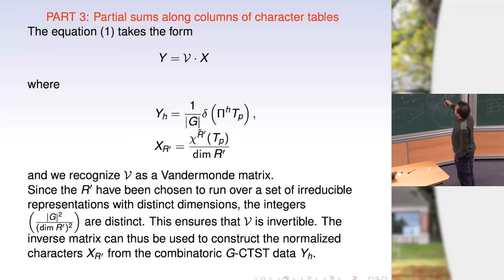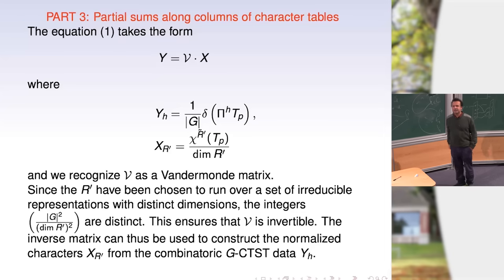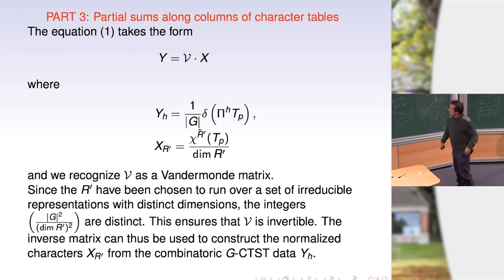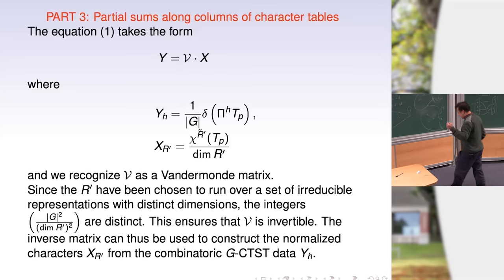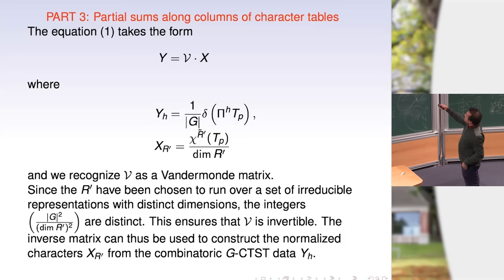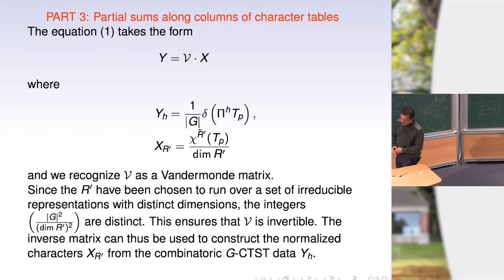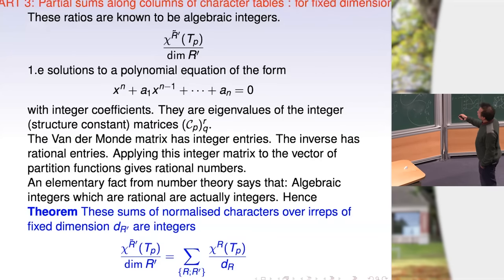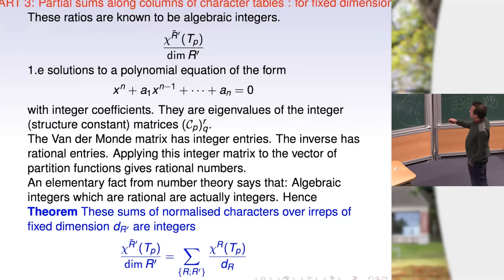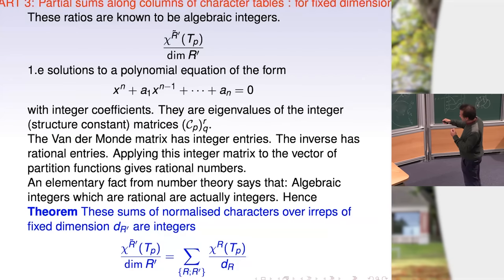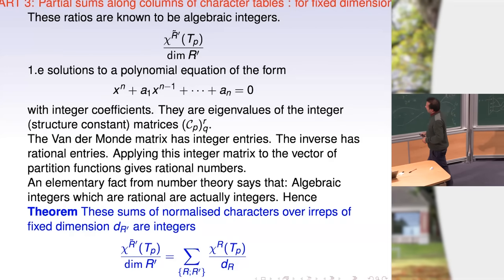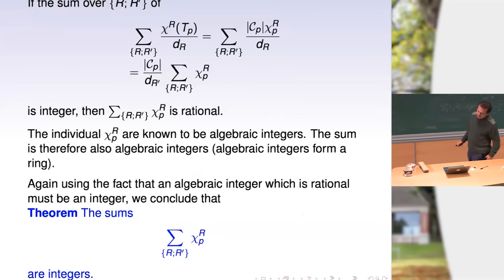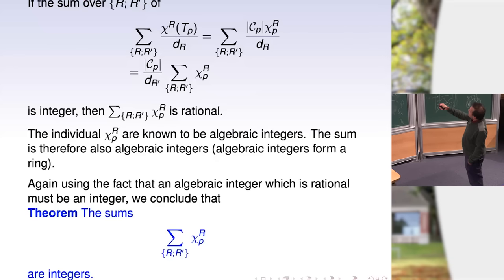But we also said that these things, the normalized characters, are algebraic integers because they solve a polynomial equation with integer coefficients. So now combine these two facts: algebraic integers which are also rational are actually integers. So we learned that these guys are actually integers. So that's the first integrality result that we have found. Sums of normalized characters over irreps of fixed dimension d R prime are integers. Here, the reducible rep means I'm summing over all the irreps with a fixed dimension. Another nice thing follows from this. So we're summing over all the irreps which have a fixed dimension, the same as R prime.